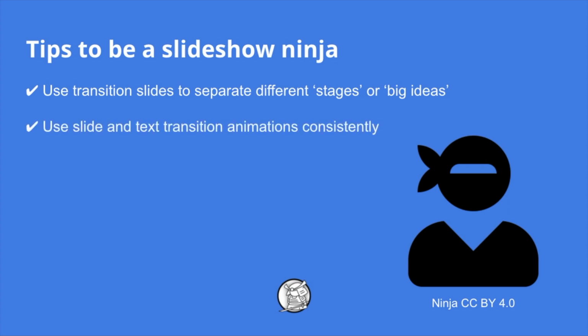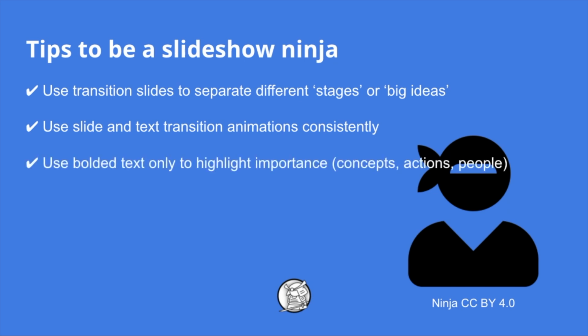Use slide and text transition animations consistently. Don't have things flying left and flying right and spinning and disappearing. Be consistent. It's more professional. Use bolded text just when you want to highlight things that are really important, like concepts, actions, people. Maybe it's an important year or a place or something like that. Don't bold a whole sentence. And use pointers to highlight things. If something's important and you have a pointer, go for it.